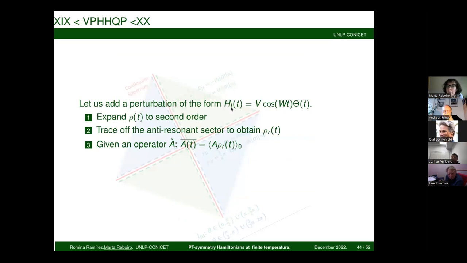Now, what happens when I want to add a time-dependent perturbative term to this interaction? Well, first, I would like to work with a full density matrix and then trace off, as before, the anti-resonant states. But to do so, the first contribution is to second order. And so I will work to second order in the density matrix. I will trace off the resonant anti-resonant sector, and I will take the mean value of the operator as the trace of the reduced density matrix with A.